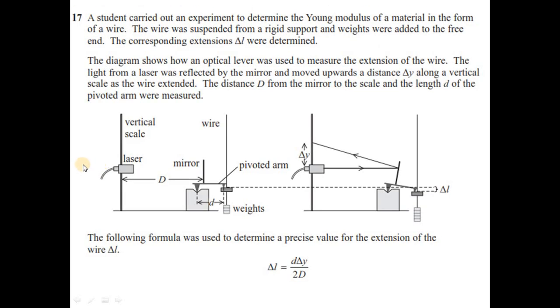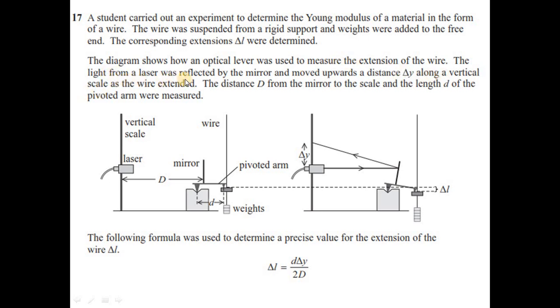Question number 17. Students carried out an experiment to determine the Young modulus of a material in the form of a wire. The wire was suspended from a rigid support and weights were added to the free end. The corresponding extension delta L were determined. The diagram shows how an optical lever was used to measure the extension of the wire.